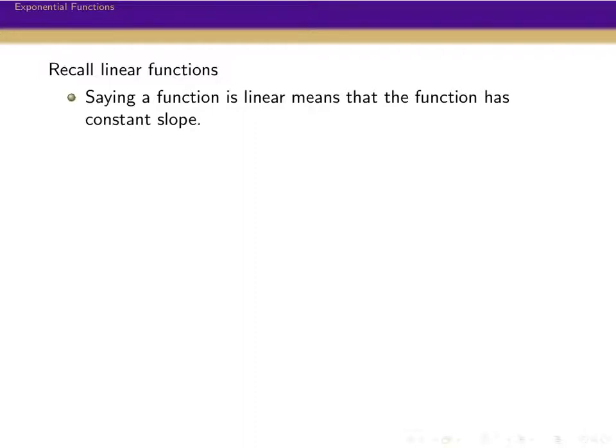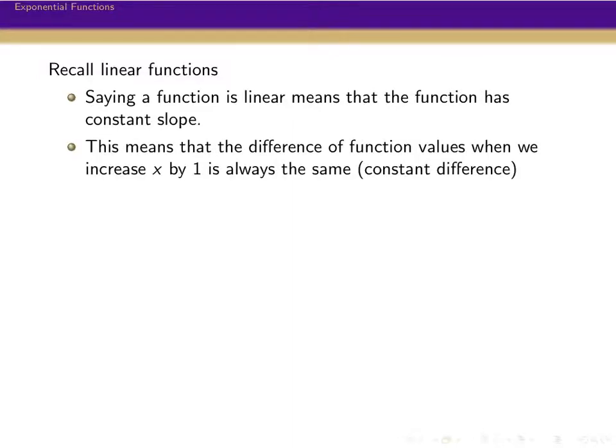Okay, so let's go way back and think about linear functions. If we have a function that's linear, what defines a linear function is that it has a constant slope. One way to think about this constant slope is that if we take the difference of function values when we increase x by 1, it's always going to be the same.